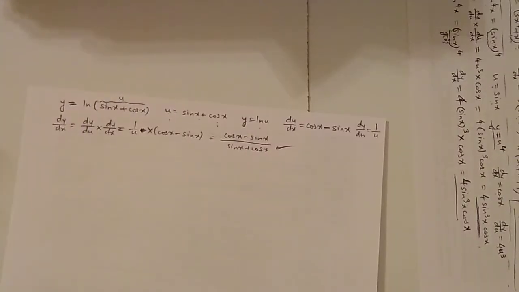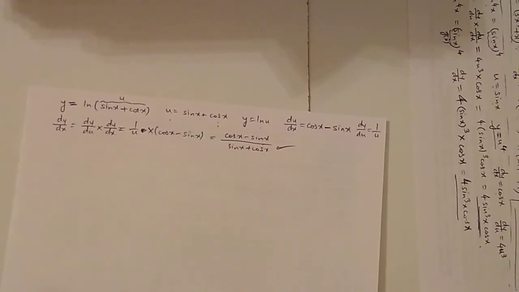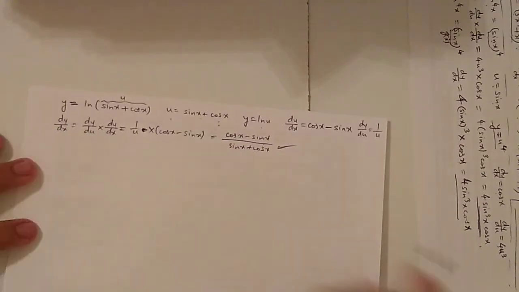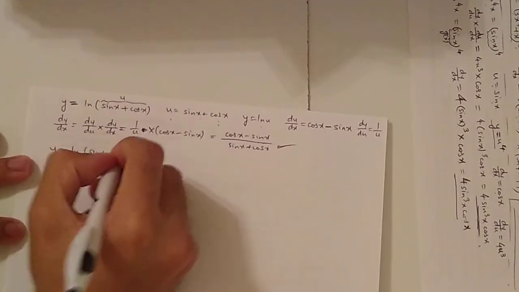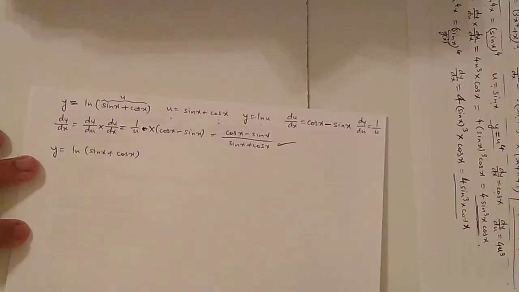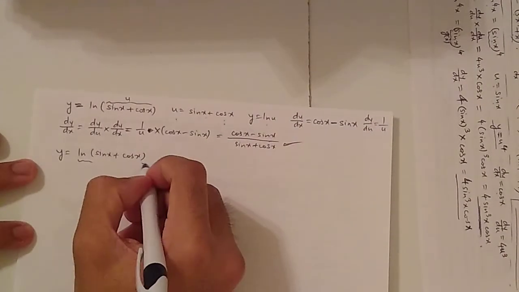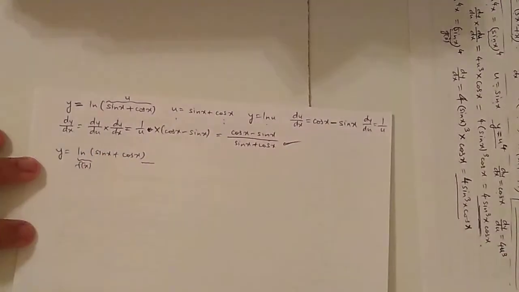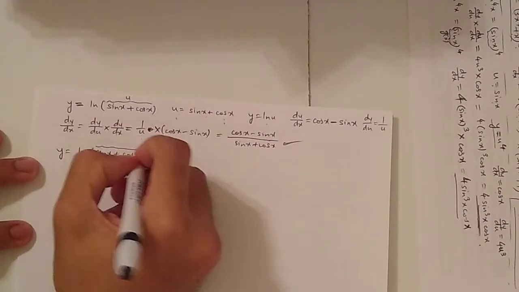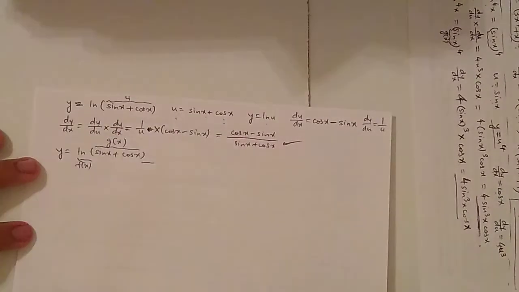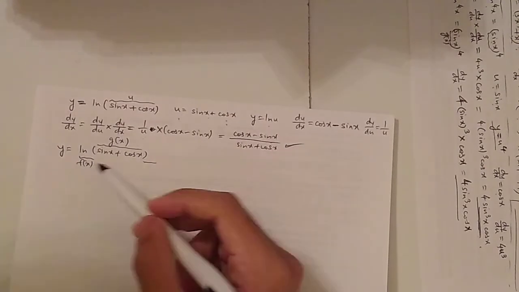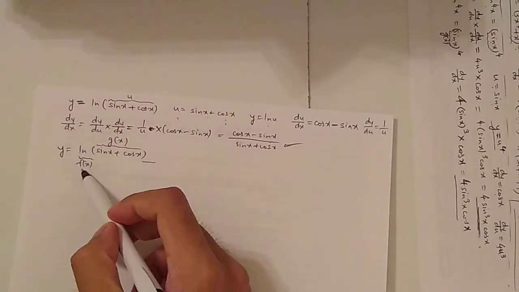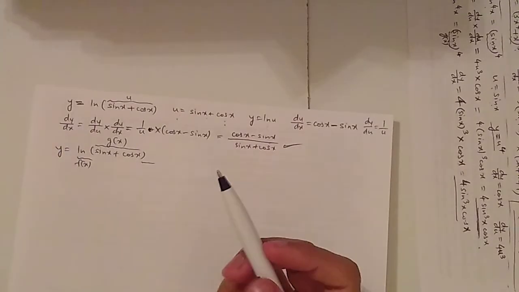Now if you want to use the other method where we do not use any substitution variable, but do the entire thing in one complete step, in that case we need to determine which is the inner function and which is the outer function. The outer function is your f, the ln function, and the inner function is your g of x, the sin x plus cos x function.